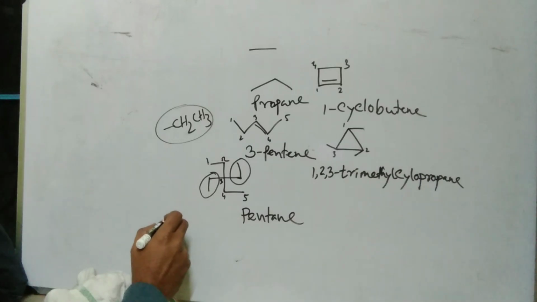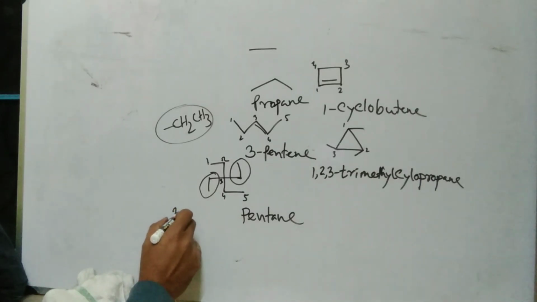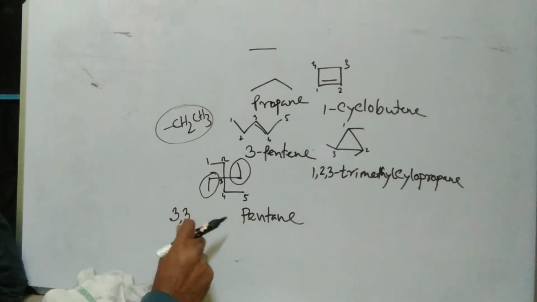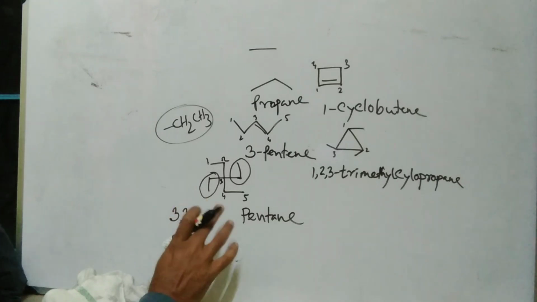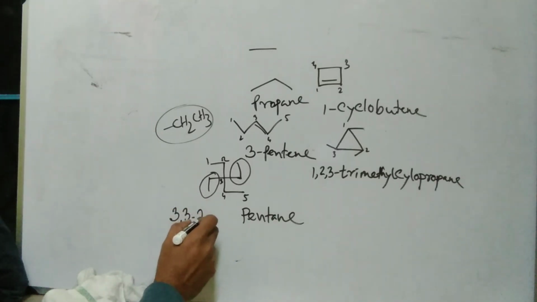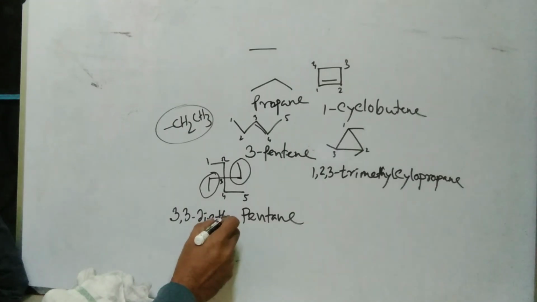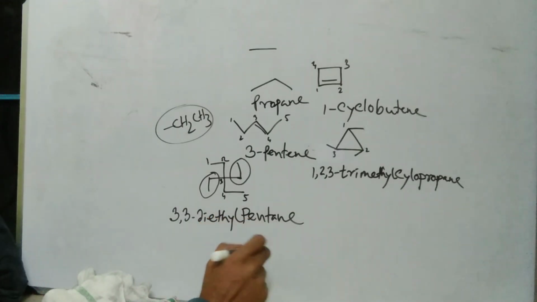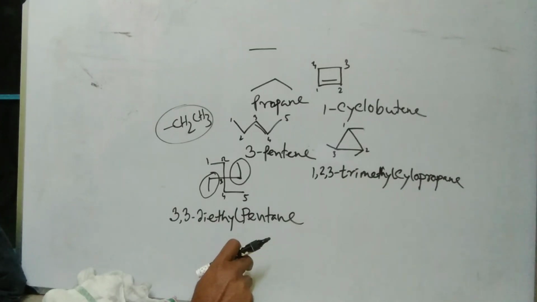So the name of the molecule is 3, 3. You have to mention both the positions of the ethyl groups. So 3, 3, then diethyl, then pentane, and no gap is present. Okay, so this is the name of the molecule, and that is 3, 3 diethyl pentane.